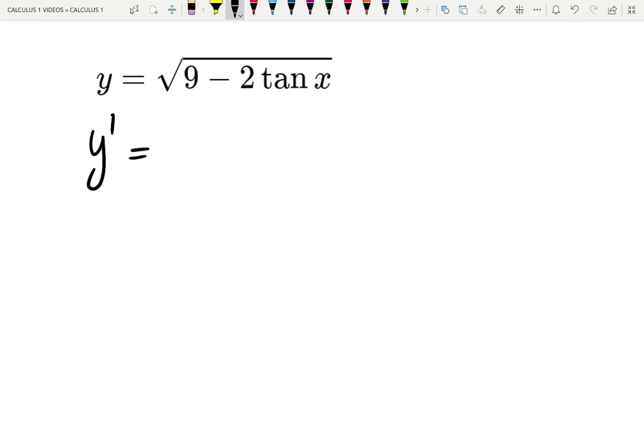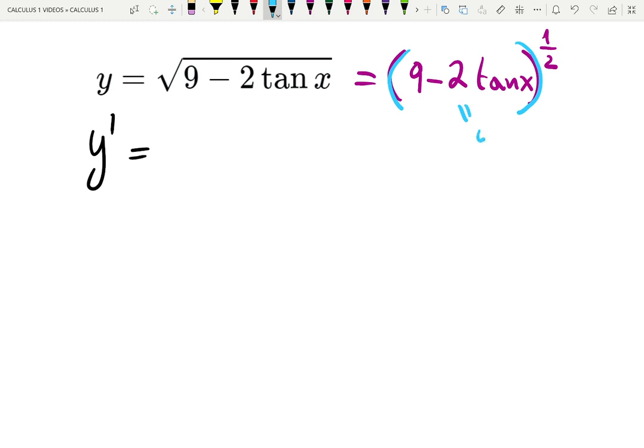Before we start differentiating this function, it's highly recommended to rewrite it as 9 minus 2 tangent x raised to the 1/2. Now you need to identify which function is inside and which function is outside. The inside function is literally inside of these parentheses. So you see a function raised to the 1/2. You can call it g if you want, and then it's going to be g of x to the 1/2.